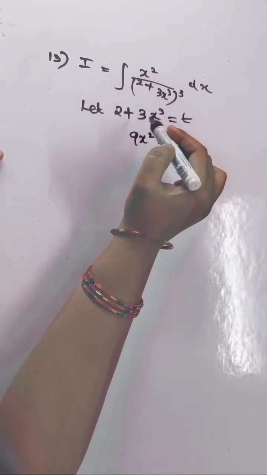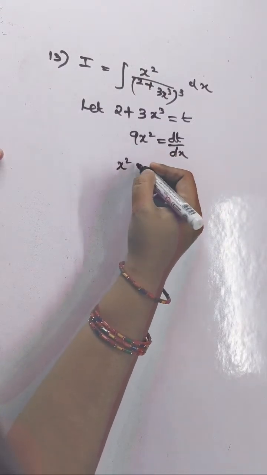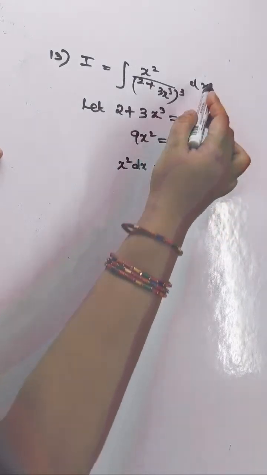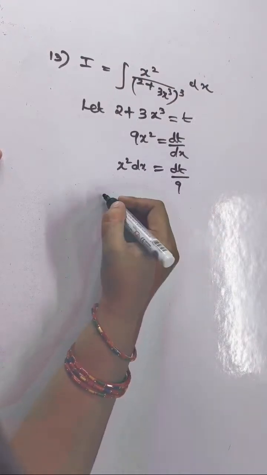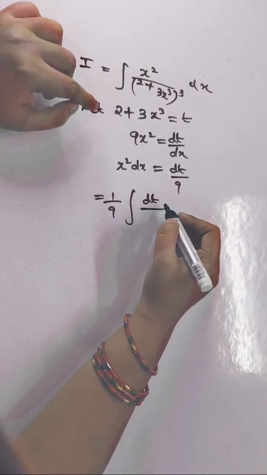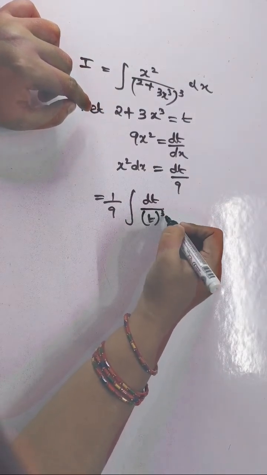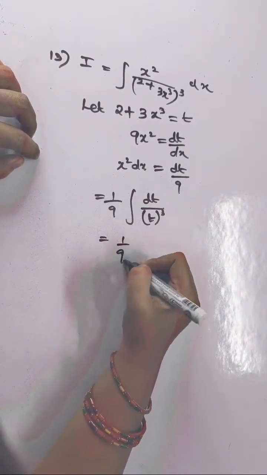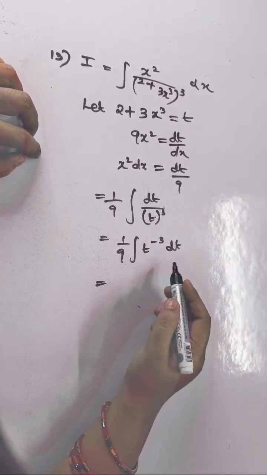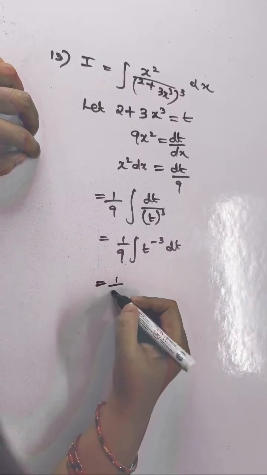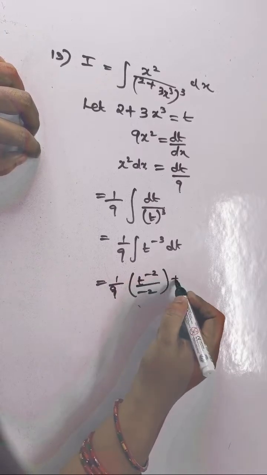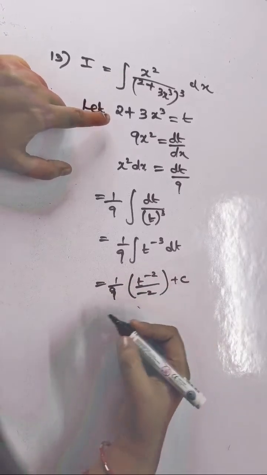Since we don't have 9 here, take that 9 to the right side. So x squared dx equals dt by 9. In place of x squared dx, substitute dt by 9, that you can take out. So dt by (2 plus 3x cubed), sorry, t whole power 3. Take t cubed to the numerator, that will become t power minus 3 dt, and integration power rule, it will be plus 1. So minus 3 plus 1 is minus 2. In the denominator also we'll get the same thing, and replace t as whatever the assumption we have taken.